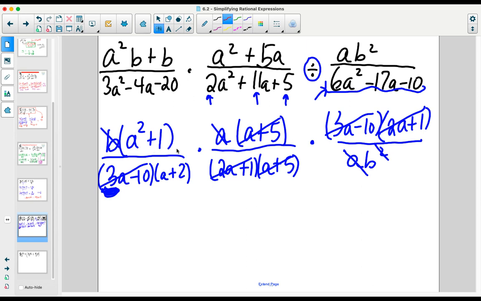So looking at our numerator, what do we have left? We have a squared plus 1. And then looking at our denominator, what do we have left? We have a plus 2, and then this 1 left over b.